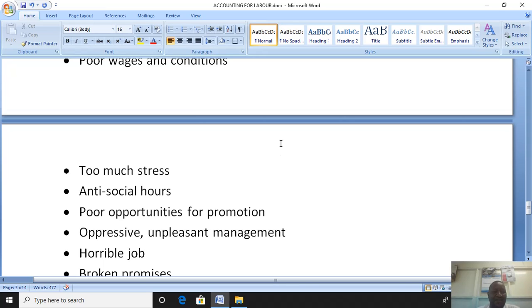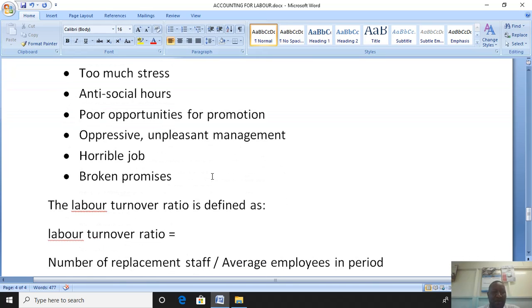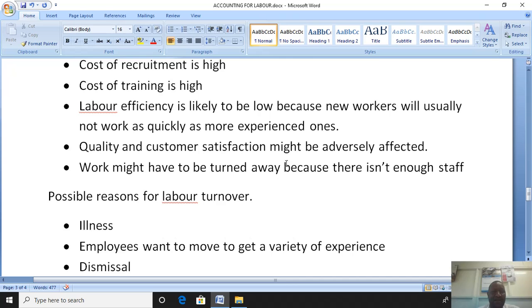Too much stress and unsocial hours, if the company works unusual hours that do not allow workers to associate with others because they are working late. So that can also cause workers to leave the organization. Poor opportunities for promotion, oppressive behavior, unpleasant management, a horrible job, broken promises, all those things can cause people to leave the organization. So that's all about labor turnover.